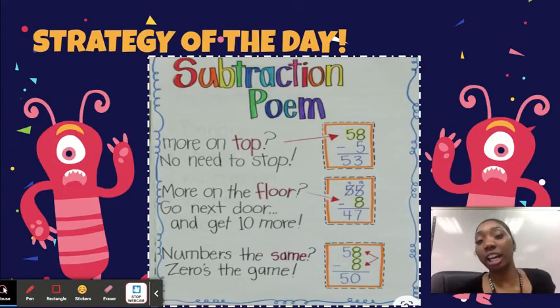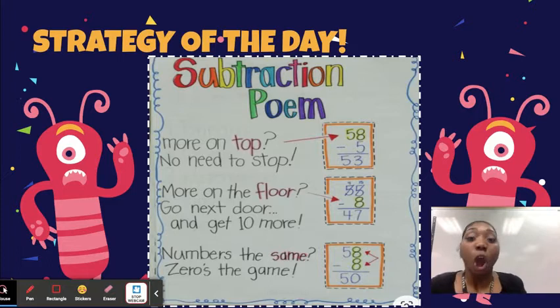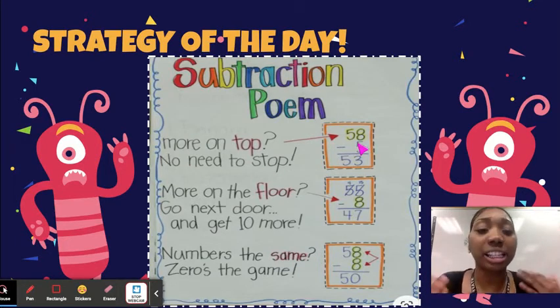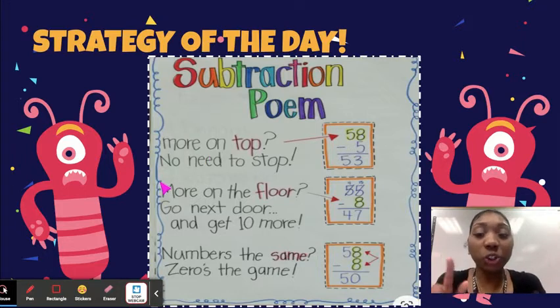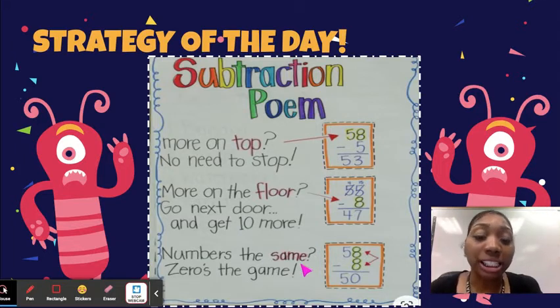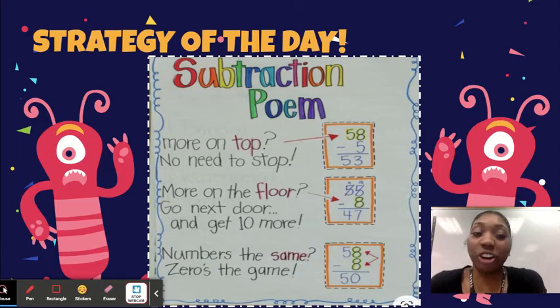So let's look at our strategy of the day for today. We're going to remember a subtraction poem. If you look here, it says when there is more at the top, no need to stop. And when there's more on the floor, then we have to go next door and get 10 more. And if the number's the same, then zero's the game. And this is a great strategy to help us with our subtraction problems.